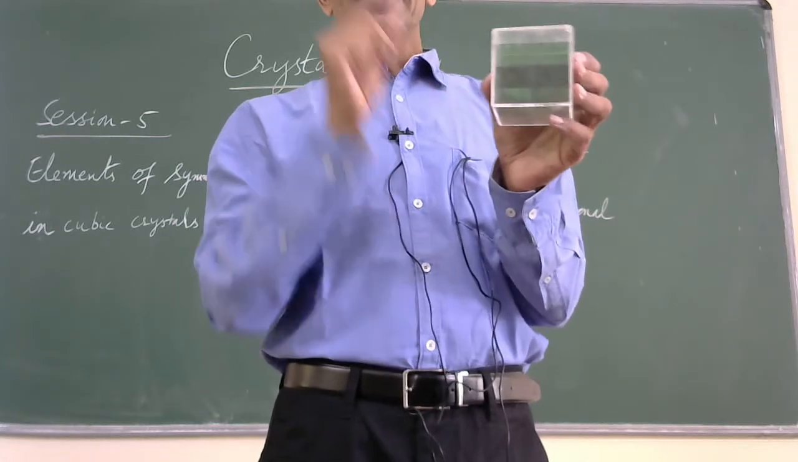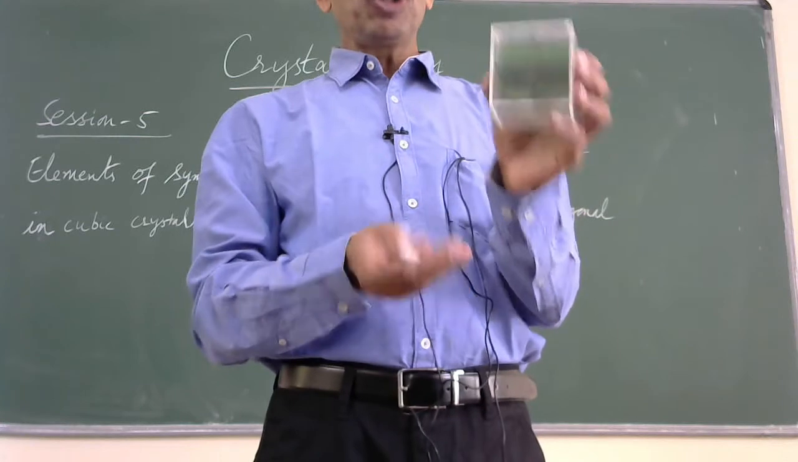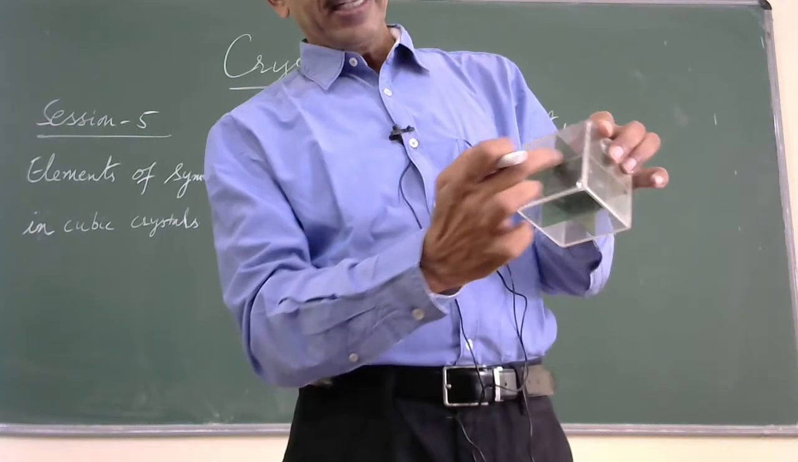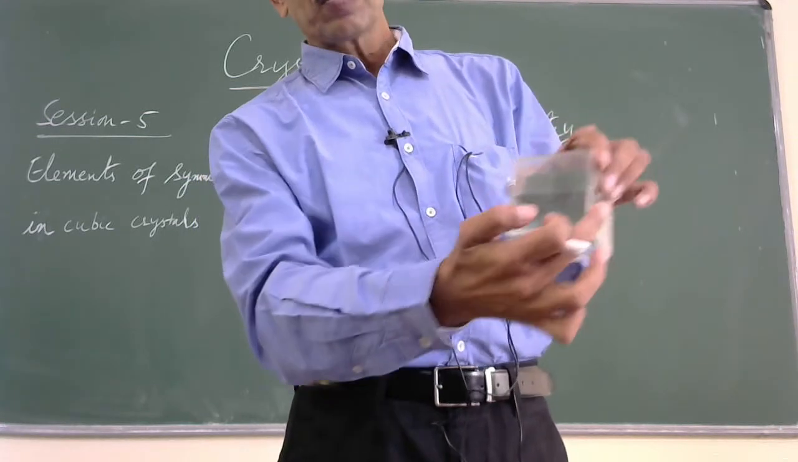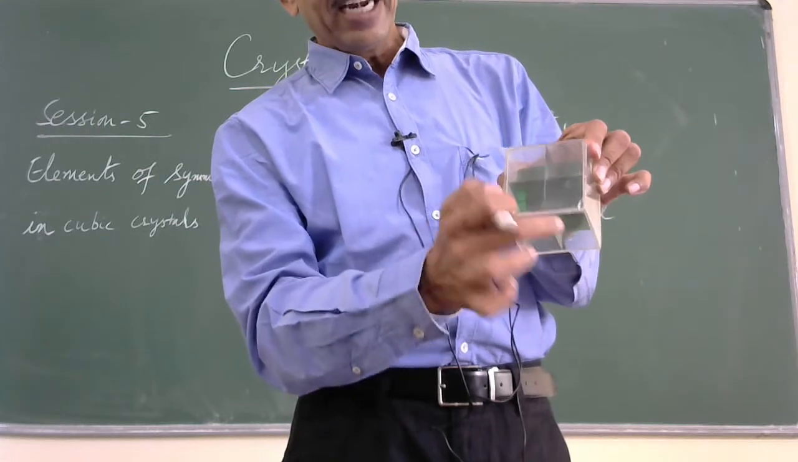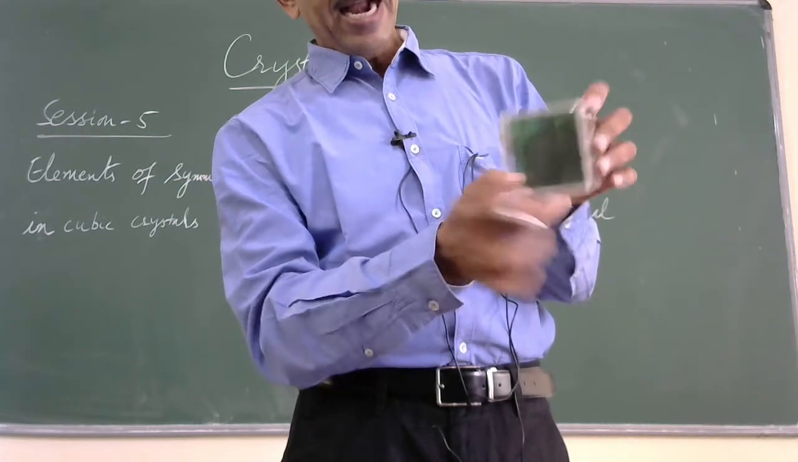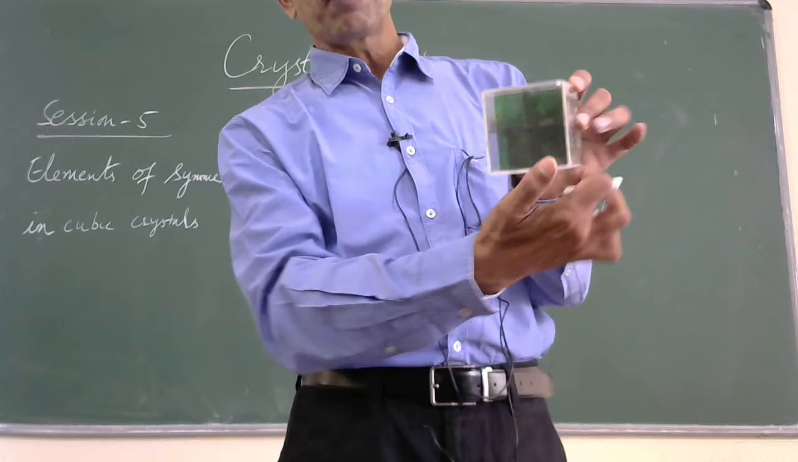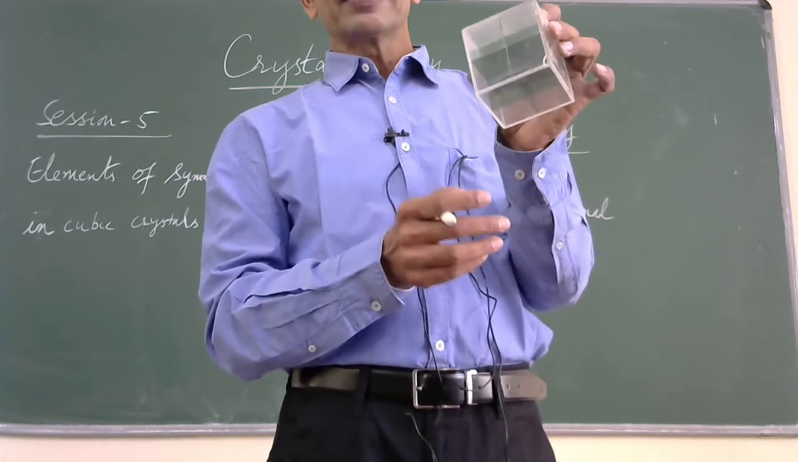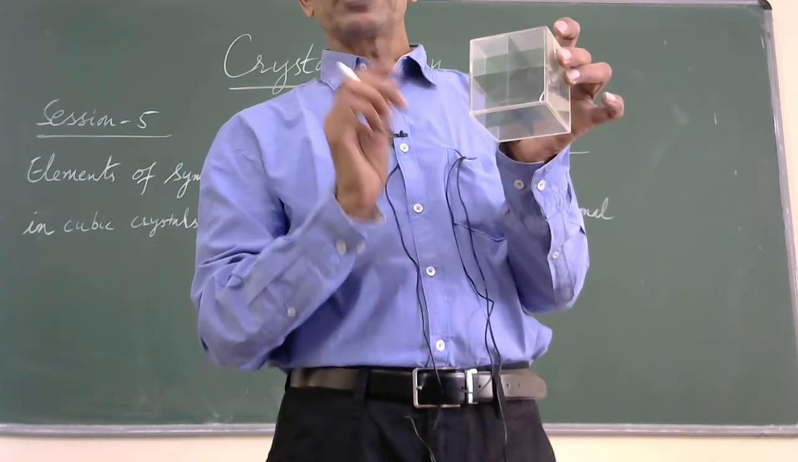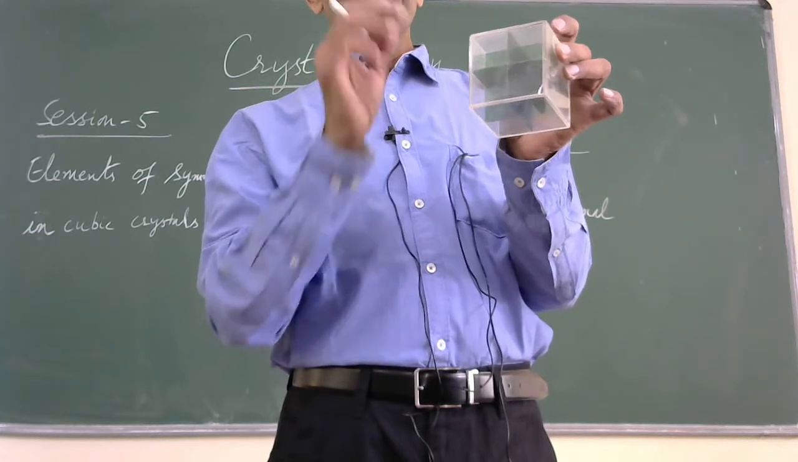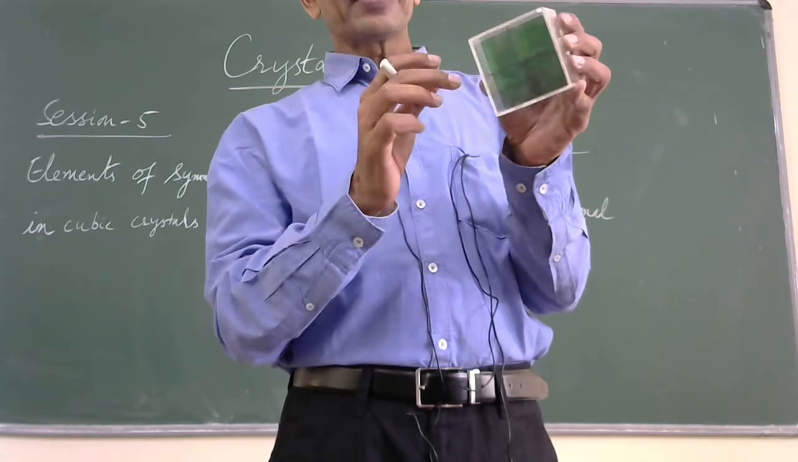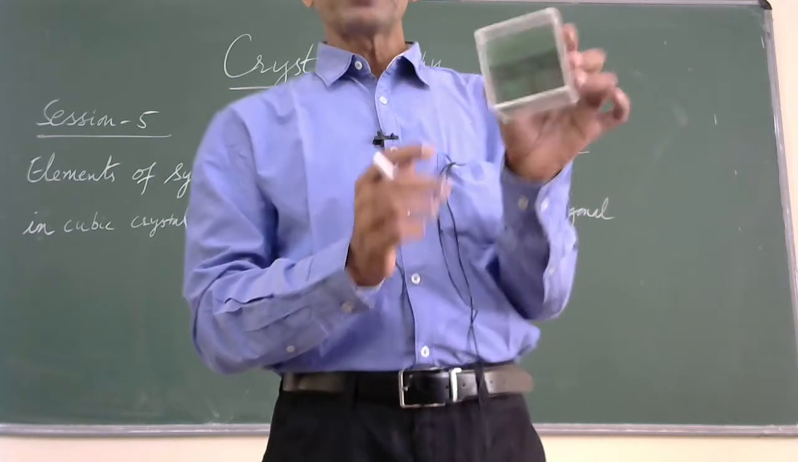So there are 3 rectangular planes in a cubic crystal. As I said, this is one rectangular plane of crystal, as it's clear. This is the second rectangular plane, and this is the third rectangular plane. So look at the rectangular planes of symmetry. In a cubic crystal, there will be 3 rectangular planes of symmetry.